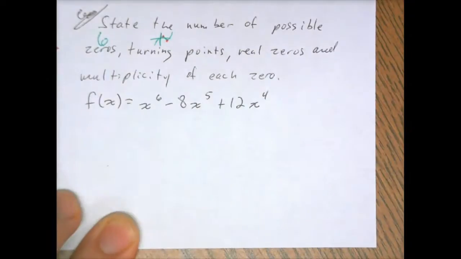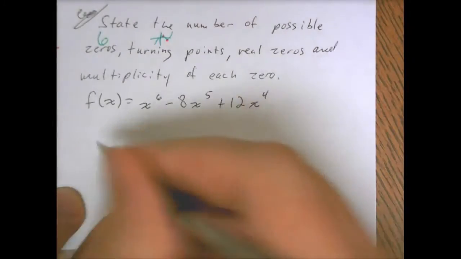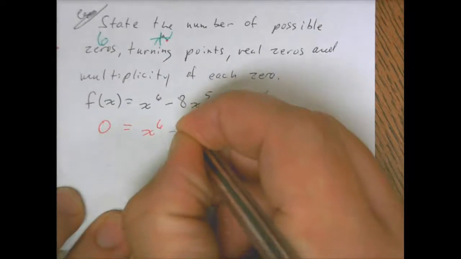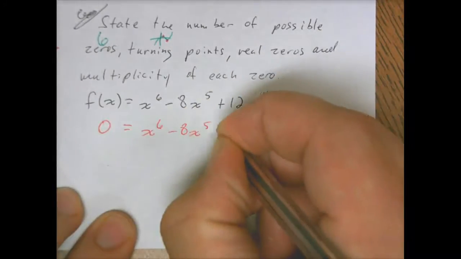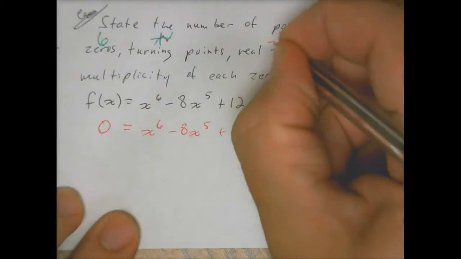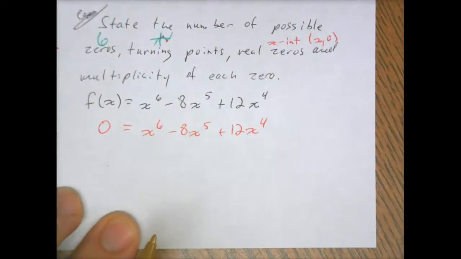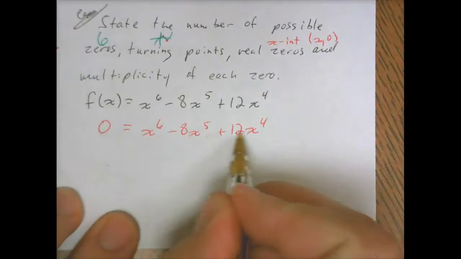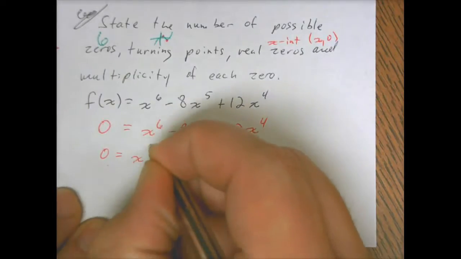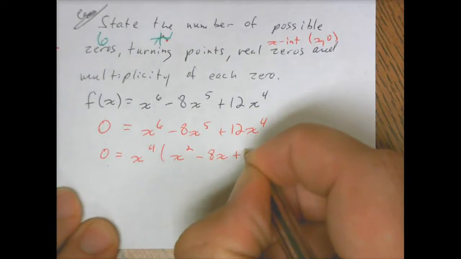So first, I'm going to try to find each zero. To find each zero, the y value is 0. So I can substitute that in, because this is just an x-intercept, where I have some x value and I know the y value is 0. I notice that there are at least 4 x's in all of these, so I can factor out an x to the 4th, and I'll be left with x squared minus 8x plus 12.